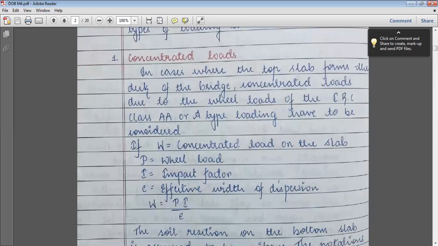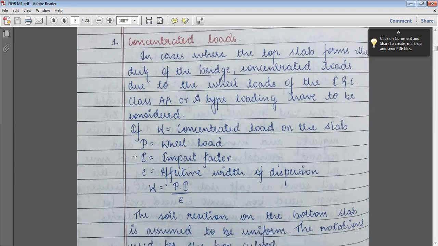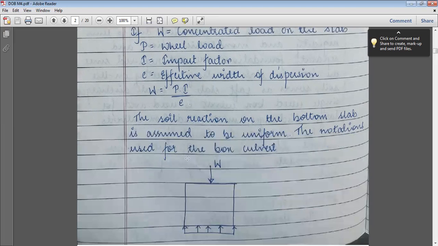In cases where the top slab forms the deck of the bridge, concentrated loads due to the wheel loads of IRC class AA or class A type loading have to be considered. Concentrated load on the horizontal top slab of the box culvert is nothing but the load due to the axle of the vehicle. That is shown something like this. See here, W in this figure, that is the concentrated load which is considered on the top slab of the box culvert.